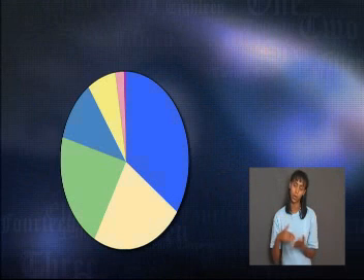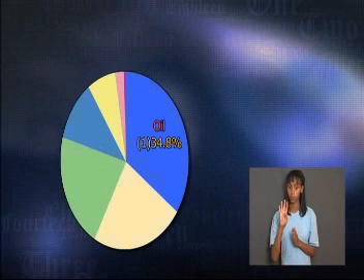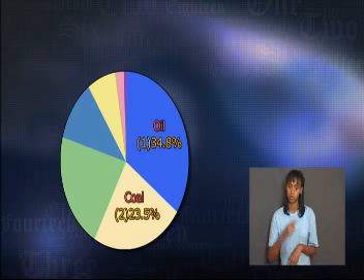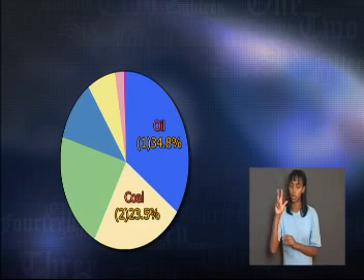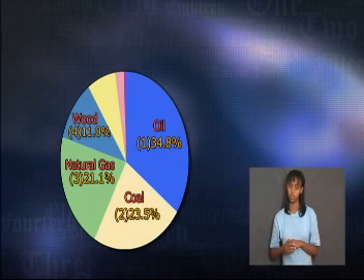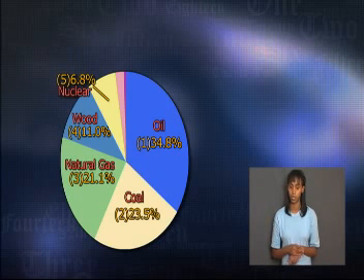Hello again, students. Oil accounts for 34.8% of the world's energy usage. Coal accounts for 23.5%. Natural gas accounts for 21.1%, and wood accounts for 11.0%. Nuclear energy makes up 6.8%.